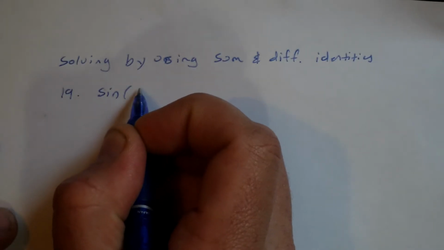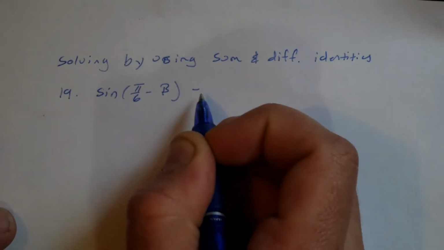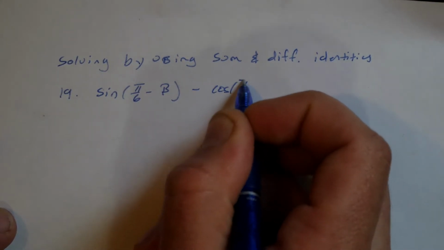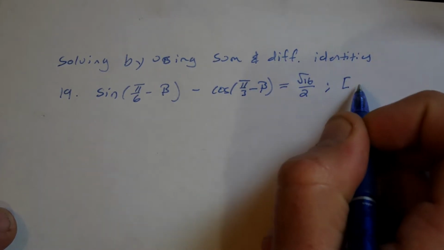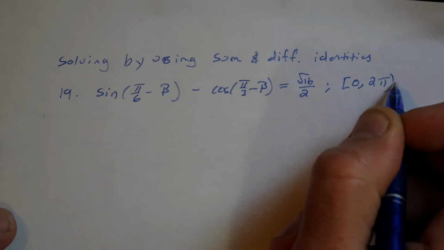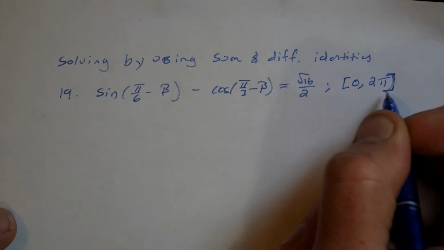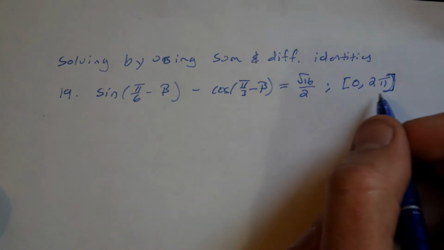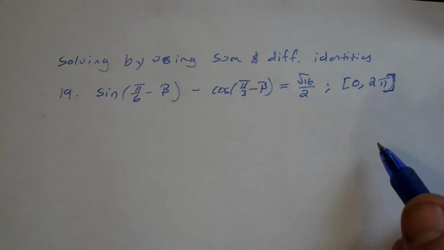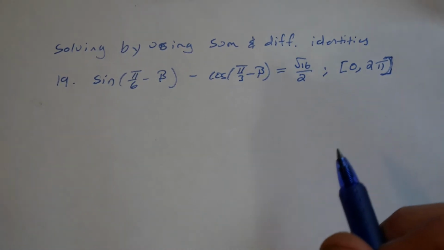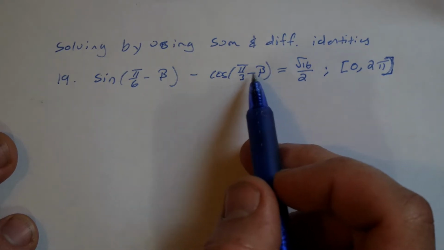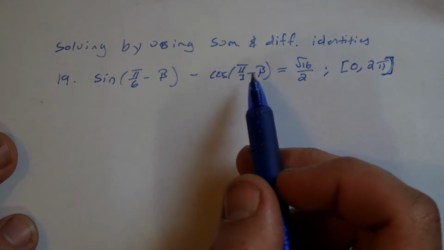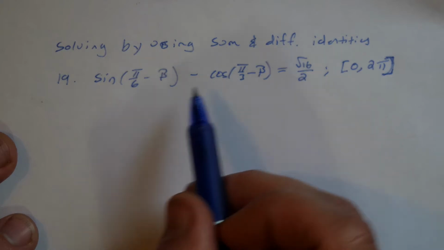So we have sine of pi over 6 minus beta, minus cosine of pi over 3 minus beta, equals root 6 over 2, and our domain is 0 to 2 pi. So we know our answer isn't going to have plus 2n pi. It's going to be anywhere in the unit circle, and it's staying in that first revolution. So this is a difference of angles, and this is also a difference of angles. So you're just going to use your reference sheet, your trig identities, and plug this in there.